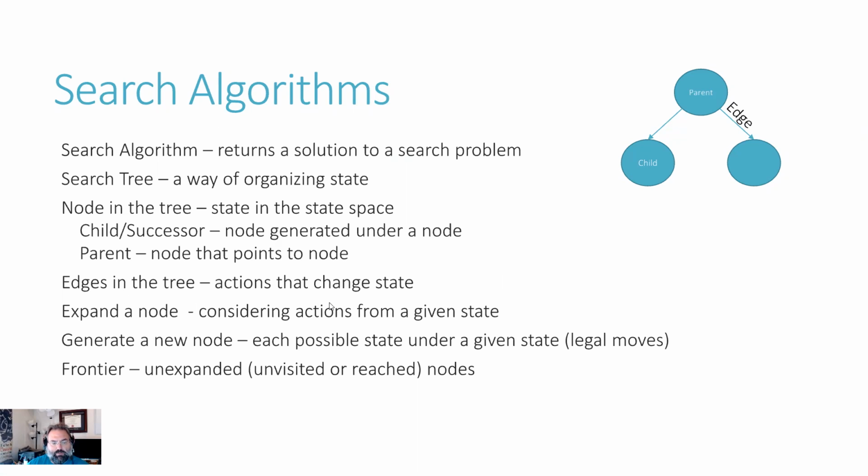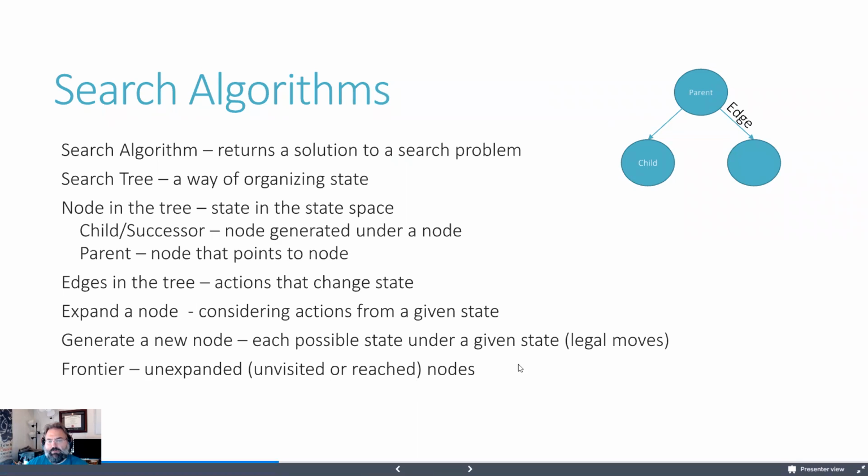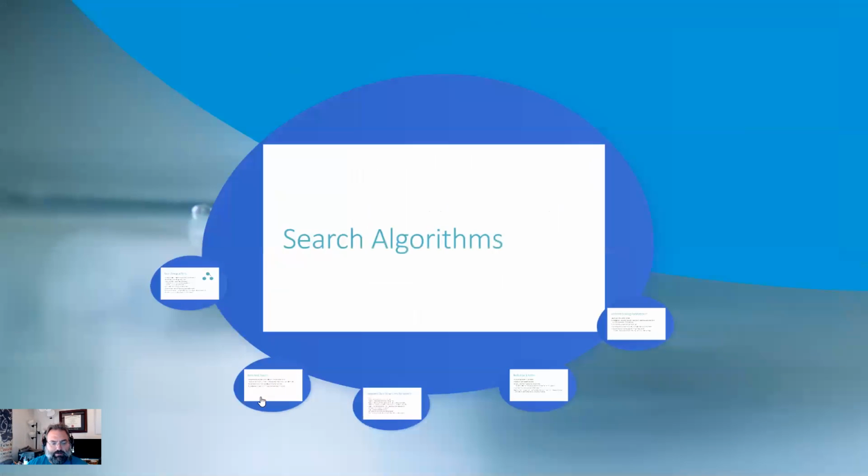The edges in the tree are where you do the actions that change the state, and you expand a node whenever you go down to a given node and you consider the possible states that can result from various actions at that level. When you do that, you generate a new node underneath of the state for all of the legal moves that you're allowed to do based upon the rules of the environment you're working in. The frontier is the unexpanded nodes that you're working through. That's referred to as the frontier, because you don't necessarily know the answer to it just yet.